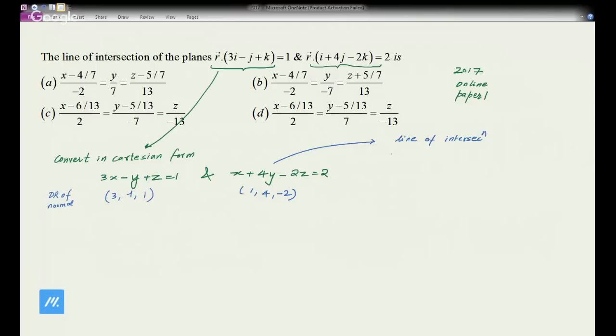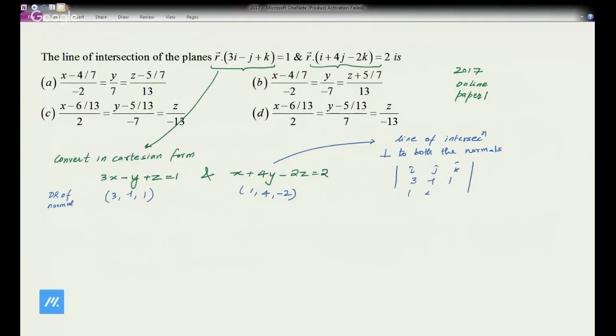So the line of intersection would be perpendicular to both the normals, because it lies in both the planes. Since the line of intersection lies in both the planes, it will be perpendicular to the normals of both the planes, very obviously. So how do you find a perpendicular to two lines? Cross product. So what you should actually try and do is solve this first of all.